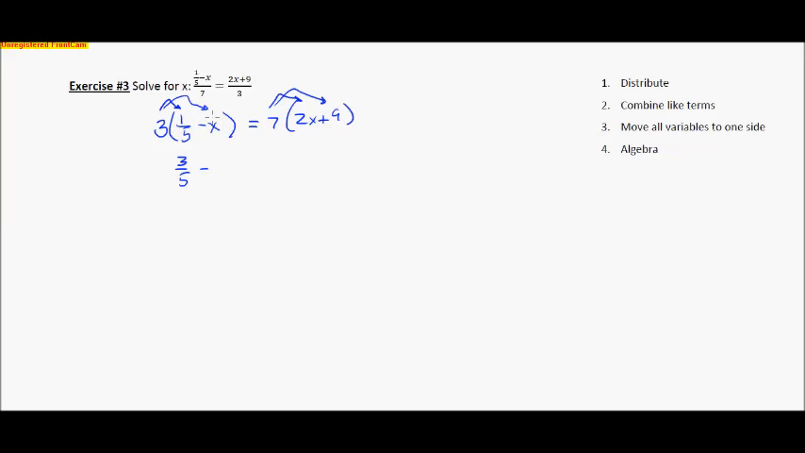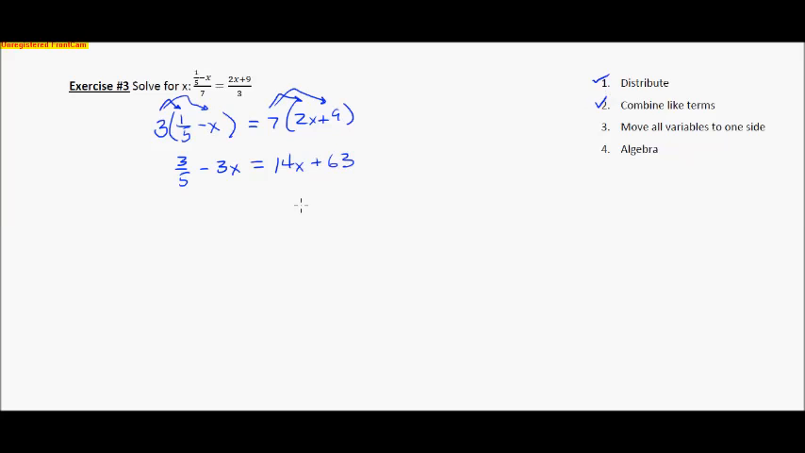3 times, now if there is not a number in front of that x, we understand that there's a 1 there. So 3 times -1 is -3x. 7 times 2 is 14, so I get 14x. And 7 times 9 is 63. Okay. So I've done my distribution. I come over here and there's no like terms to combine.